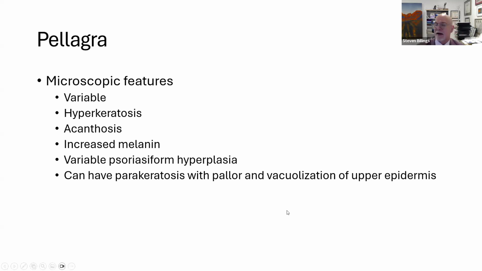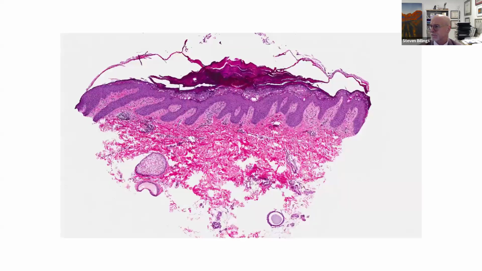This is a clinical case that we had here. You can see this thickened, scaly skin in the neckline, or Casal's necklace, distribution. Microscopically, it's quite variable. You can see hyperkeratosis and acanthosis, increased basilar hyperpigmentation, and variable psoriasiform hyperplasia. You can also have parakeratosis with pallor and vacuolization of the upper epidermis, similar to other nutritional deficiencies.